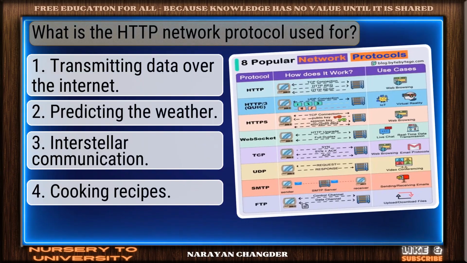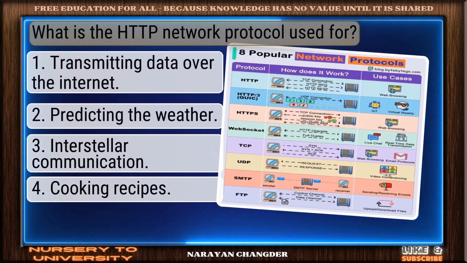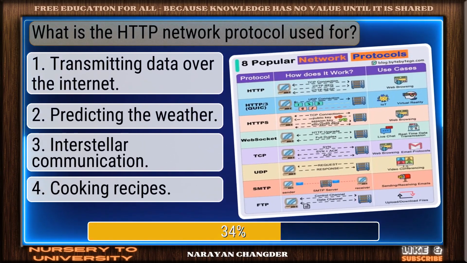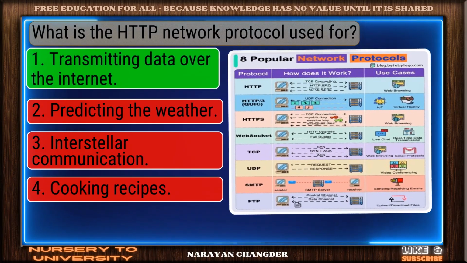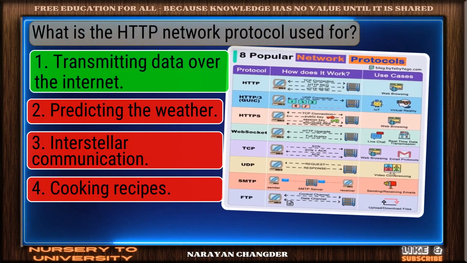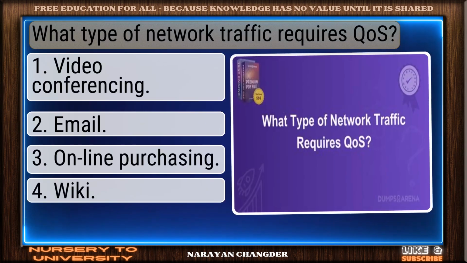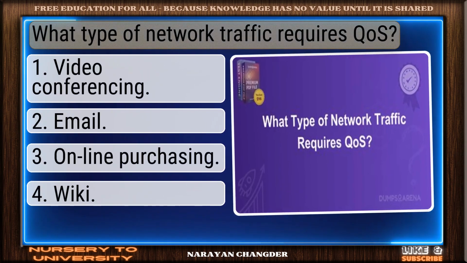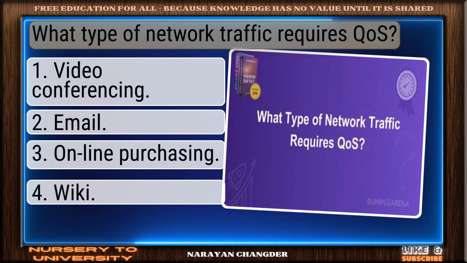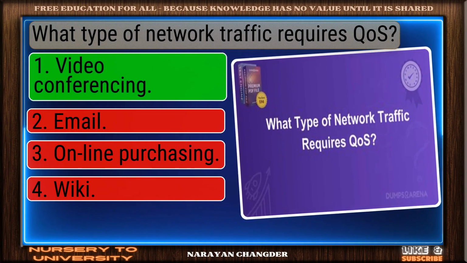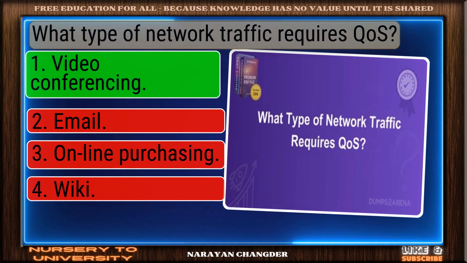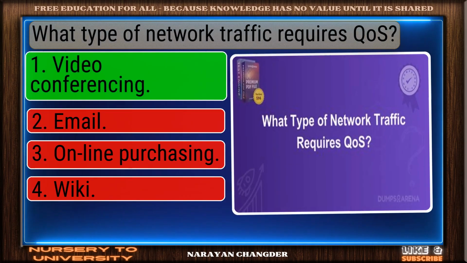Question number 46. What is the HTTP network protocol used for? Nice work. You chose transmitting data over the internet, and it is correct. Question number 47. What type of network traffic requires QoS? You're right. Video conferencing is the correct answer.